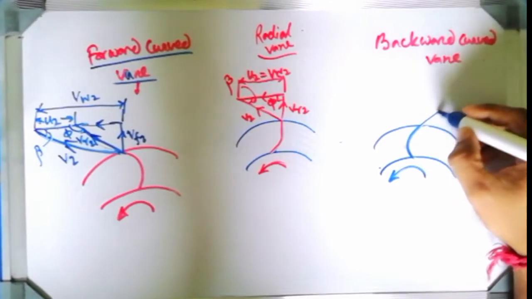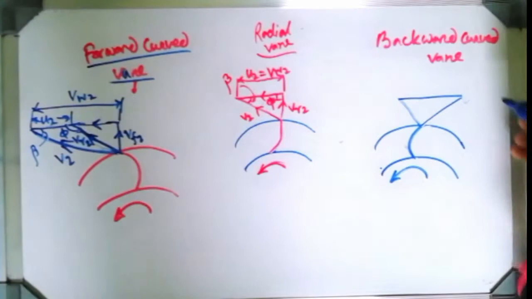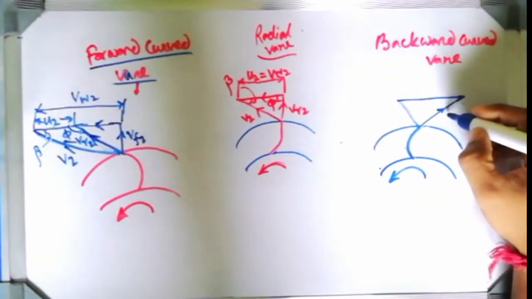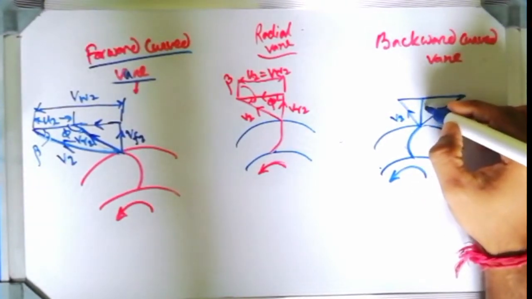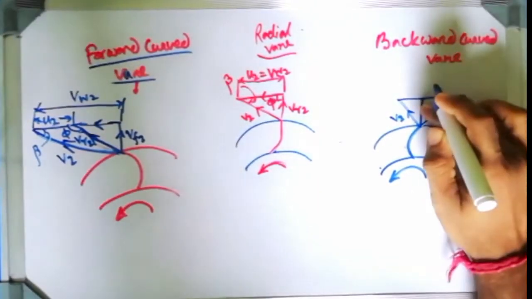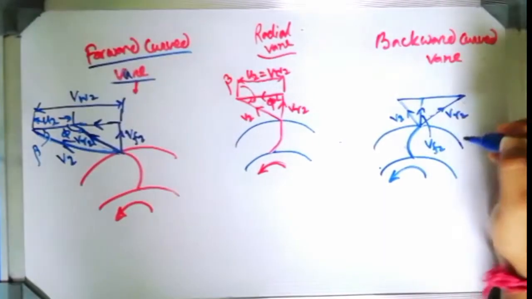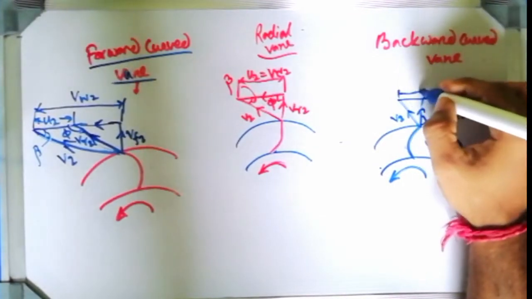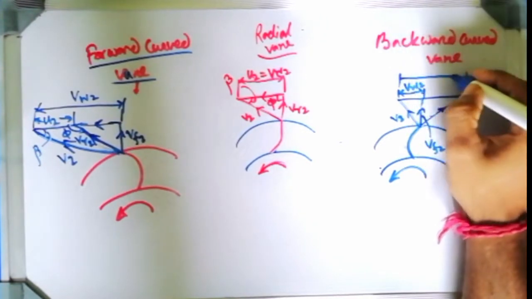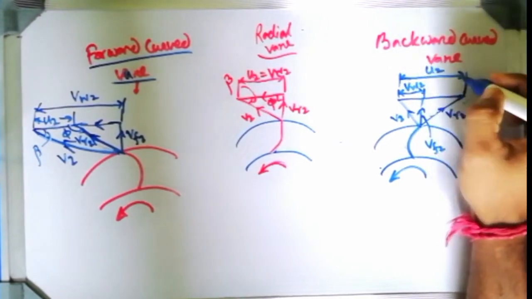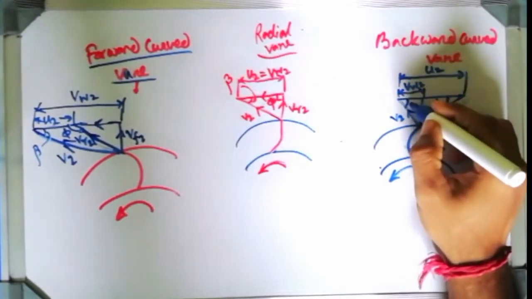So I have already drawn the velocity diagram for this case multiple times. The velocity diagram looks like this. This will be VR2, this will be V2, this part is VF2, then this small part will be VW2, and this whole part will be U2. Lots of times I have drawn this diagram. This is the angle phi and this is the angle beta.